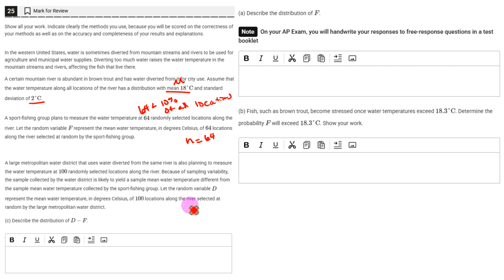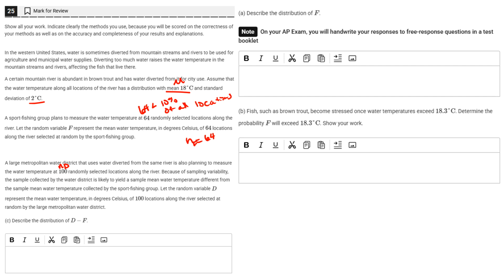A large metropolitan water district that diverts water is also planning to measure the water temperature at 100 randomly selected locations. So this is N of F and this will be N of D. Because of sampling variability, the sample collected by the water district is likely to yield a sample mean water temperature different from the sport fishing group's sample temperature. Let the random variable D represent the mean water temperature in degrees Celsius of the 100 locations along the river selected. Describe the distribution of D minus F. We'll start here. Describe the distribution of F.